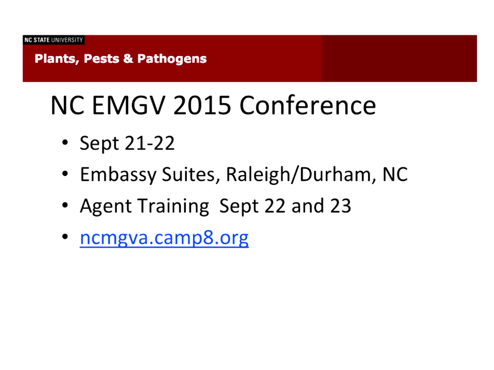The North Carolina Extension Master Gardener Volunteer Conference is coming up September 21st and 22nd in Raleigh-Durham at the Embassy Suites near the Raleigh-Durham Airport. Piggybacked onto that will be agent training on September 22nd and 23rd. For more information on the conference, you can go to the association website. Yes, I can send out links. The website has information on the keynote speakers and all of the wonderful things that will be happening at the conference. They've got three great speakers coming in, as well as a number of wonderful specialists from NC State who will be providing programs.